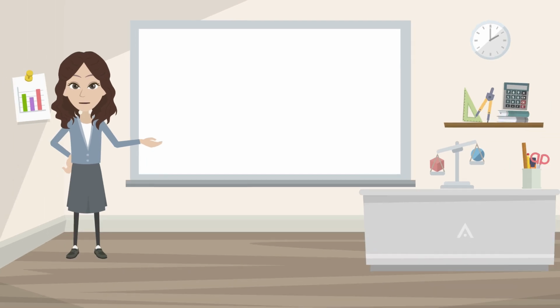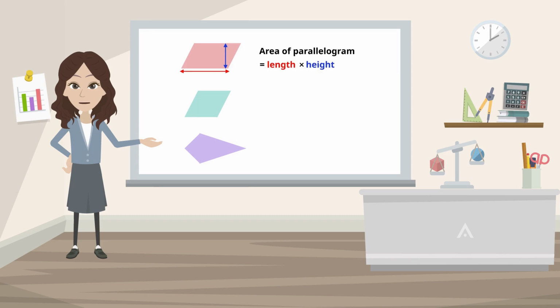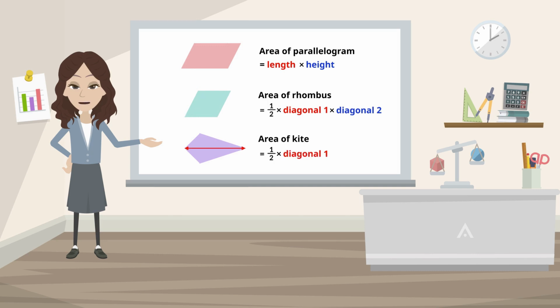Let's summarize what we have learned about finding areas of quadrilaterals. The area of a parallelogram is its length times its height. The area of a rhombus is half times its diagonal times its diagonal. The area of a kite is half times its first diagonal times its second diagonal.